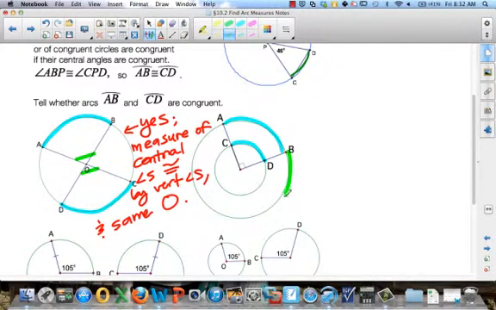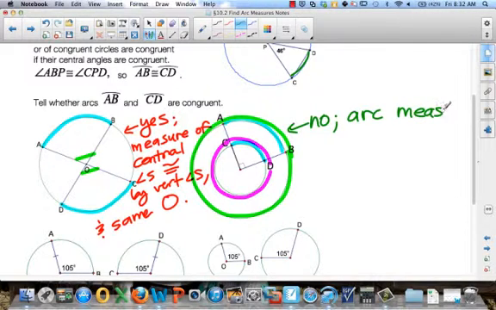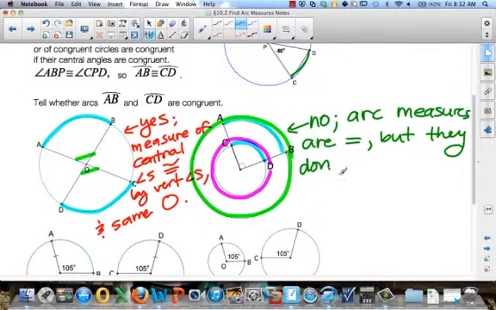Let's see. Well, this outer circle has a different radius than this inner circle, so no. So the circles are not congruent, therefore the arcs cannot be congruent either. Okay, so there's no way. So this one is no. The arc measures are the same, but their length is not, because they do not come from congruent circles.